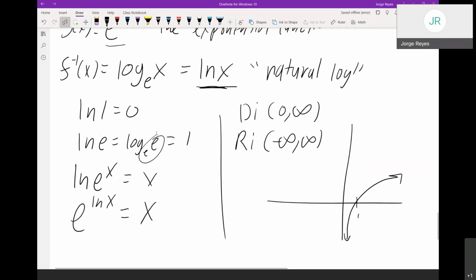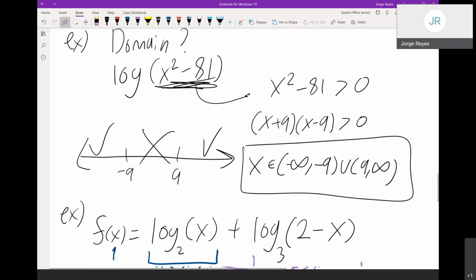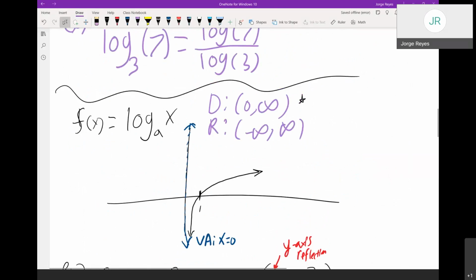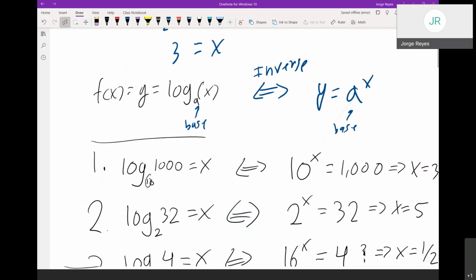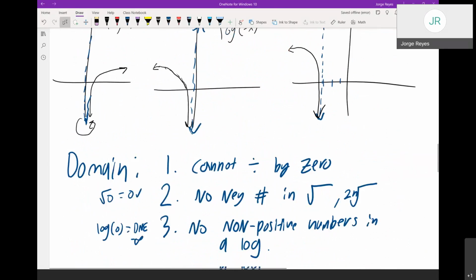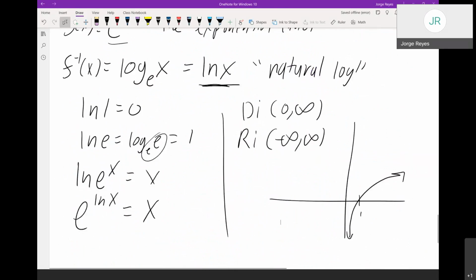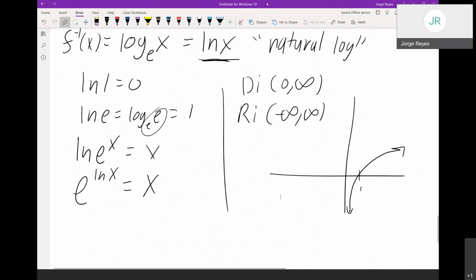All righty then. That's pretty much it for this section. I just needed to introduce the log. It is the inverse of the exponential function. And we will learn more properties about logs next section. All right, that's it. See you guys next class.